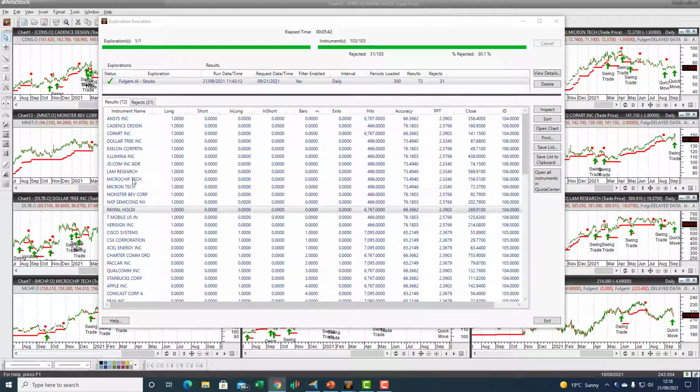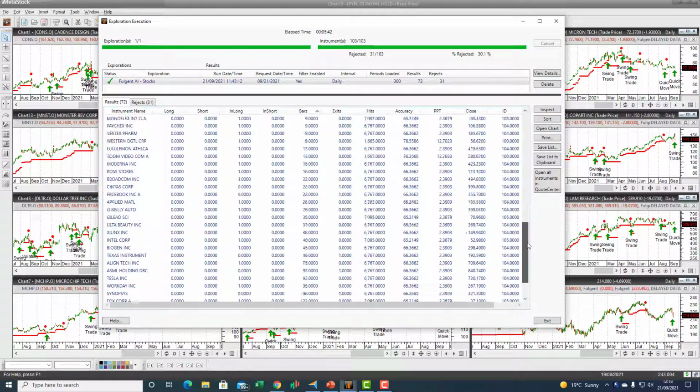I've got quite a lot of trades up here. There's quite a lot of new, hot, fresh ideas. If I sort the columns by bars, it tells you how old the trade is. And you can see there's quite a lot of new trades: 72 trades where the AI is in a position, and 31 rejects. So you can see there's quite a lot of trades in the Nasdaq100 that the AI has generated.